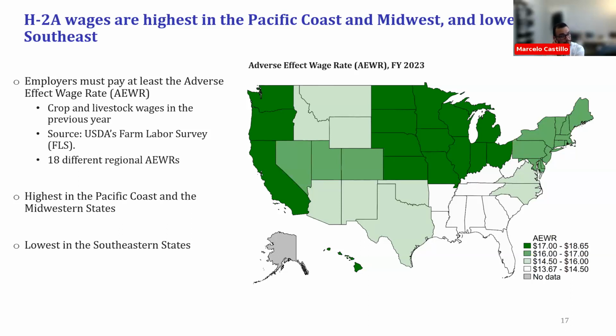So for fiscal year 2023, California had the highest AEWR at around $18.60. The AEWR was also pretty high in Washington and Oregon, at around $18, and Missouri and Iowa at around $17.50. Now the AEWR tends to be lower in the Southeast, and you can see in the graph, all the Southeastern states here in the lightest green had AEWRs below $14.50.